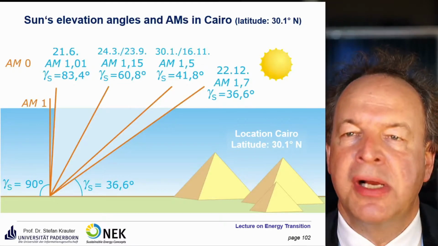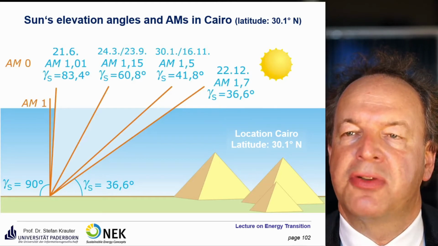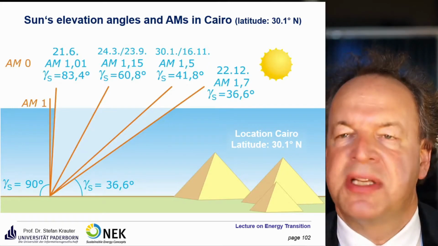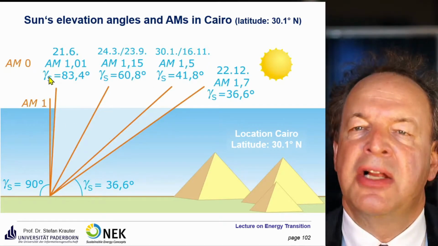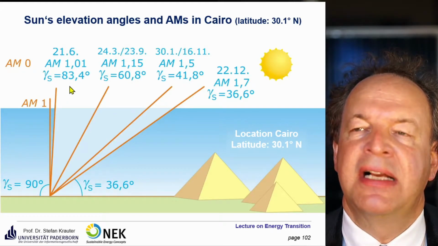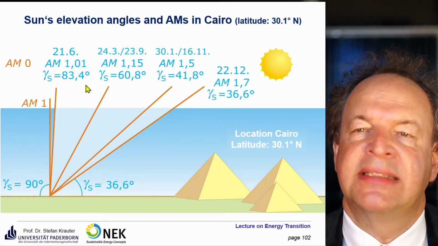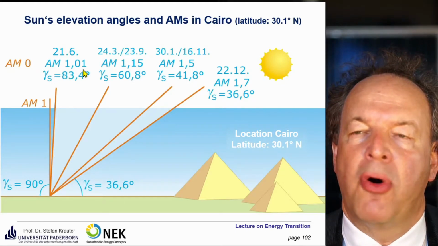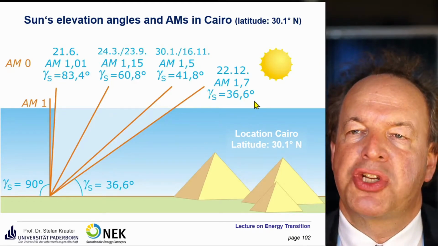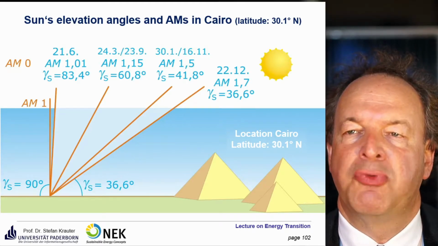This is Cairo. It's located at a latitude of 30.1 degrees north in comparison to Berlin, which is more than 52 degrees north. And the sun is still not perpendicular, but almost perpendicular. So the maximum elevation angle in Cairo is 83.4 degrees. And this is also called AM 1.01. Same as the 21st of June, and the lowest position on the 22nd or 21st of December.